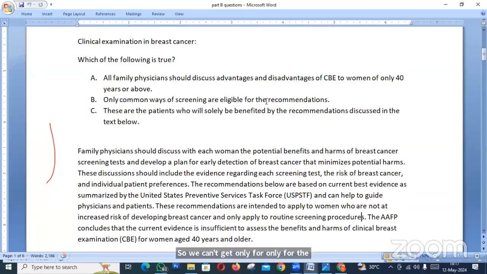At the same time, women who are not at increased risk. So here there are two options. That's why we can reject the B answer. The only common ways of screening are eligible. We should change it a little bit, okay? Only common ways of screening are eligible for the recommendations.